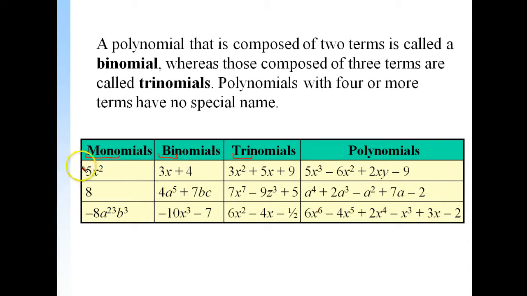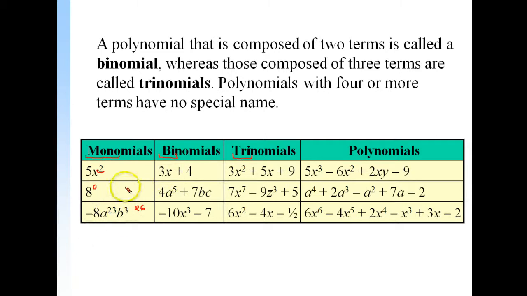Now, while we're here, let's go and check out the degree of each term. We'll start with this one. The degree of this term is 2. This term, it's 0. Now, this term, we have to add the exponents that are on the variables. So the degree of this will be 26.